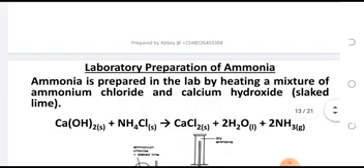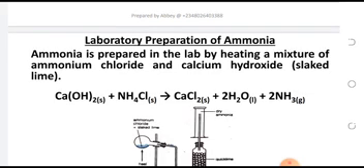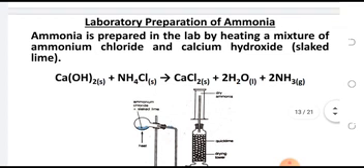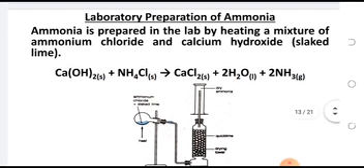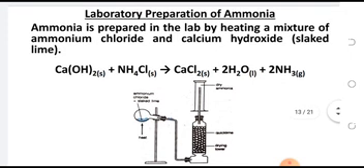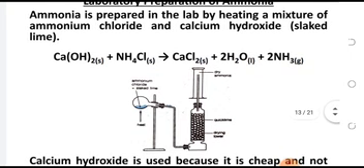Now let's look at the laboratory preparation of ammonia gas. Because ammonia is a gas, that's why we call it ammonia gas. Ammonia is prepared in the laboratory by heating a mixture of ammonium chloride and calcium hydroxide, which is also known as slaked lime. The equation is shown on the screen there, and the diagram for the preparation is also shown there. So the two substances, calcium hydroxide, which is the slaked lime, and ammonium chloride, are heated inside a round bottom flask.